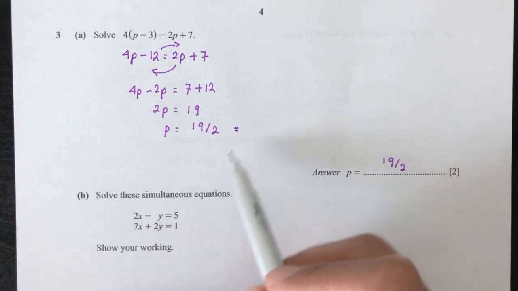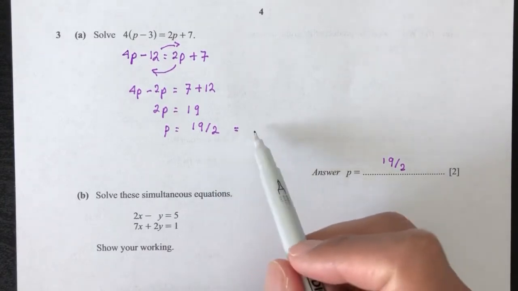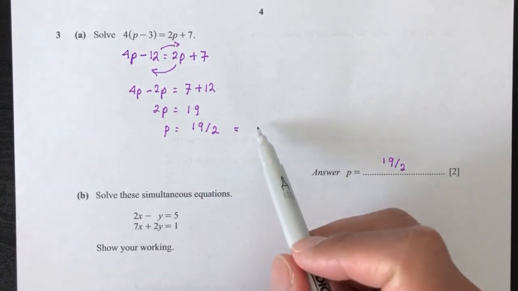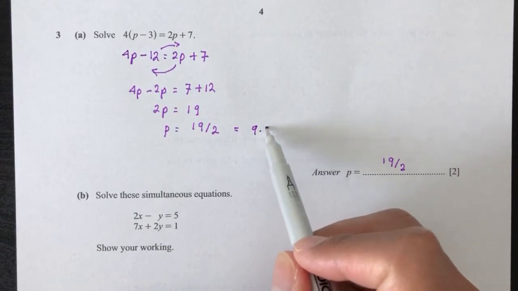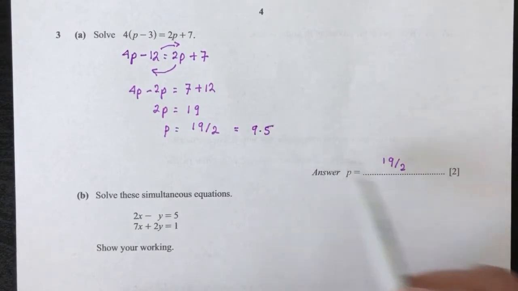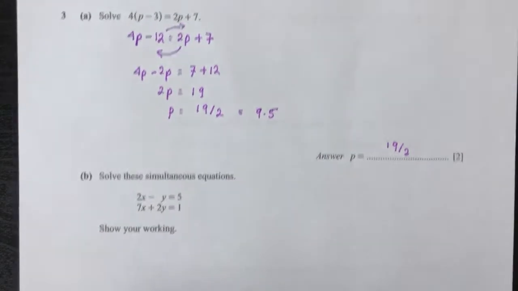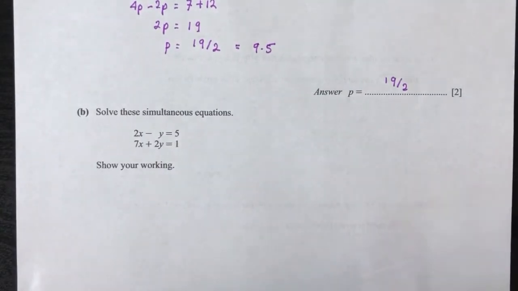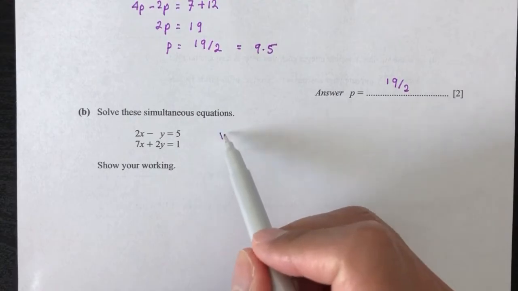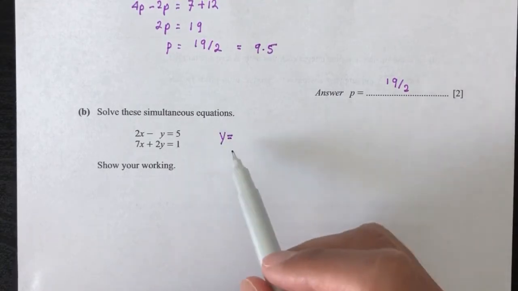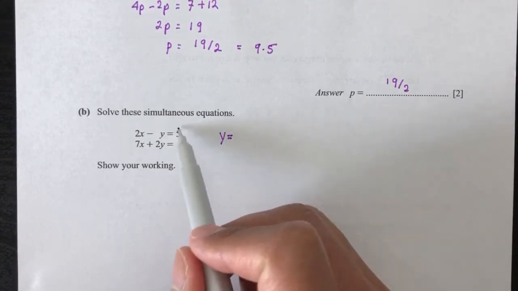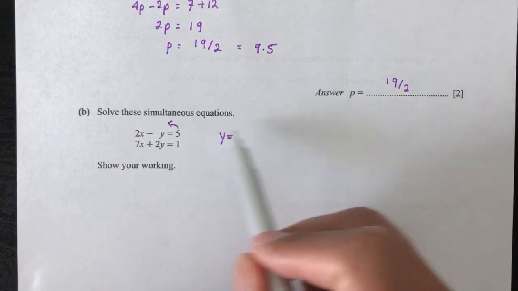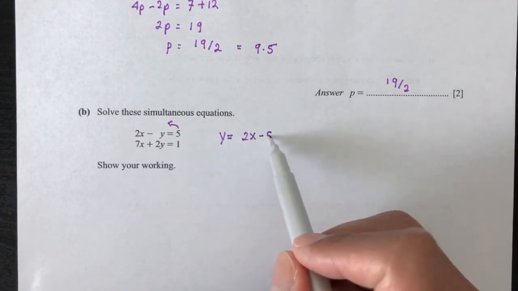So if you want to simplify, you can do this as well. That will be 9.5. You can write 9.5 over this. It's the same answer. Okay, now part B, solve the simultaneous equation. So here we have y. So we can make y the subject of the formula. So we have y equal to, we send this over here, we send this to this side. It becomes 2x minus 5.